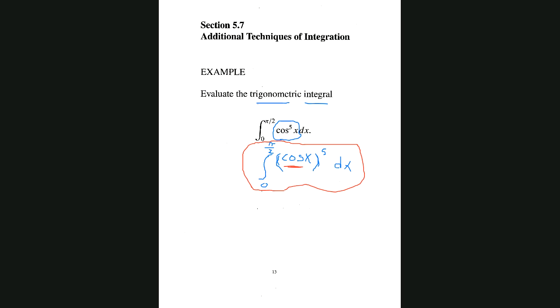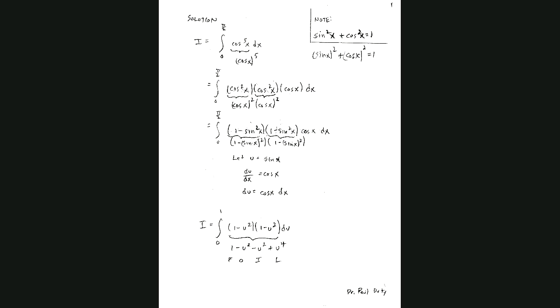All right, so this is a trigonometric integral, and it should be reasonably clear that a substitution isn't going to work. And integration by parts, I don't even want to try that here. So I've got to do something with that cosine of x to the 5th power. What I'm going to do is write the cosine of x to the 5th power as cosine squared of x times cosine squared of x times cosine of x.